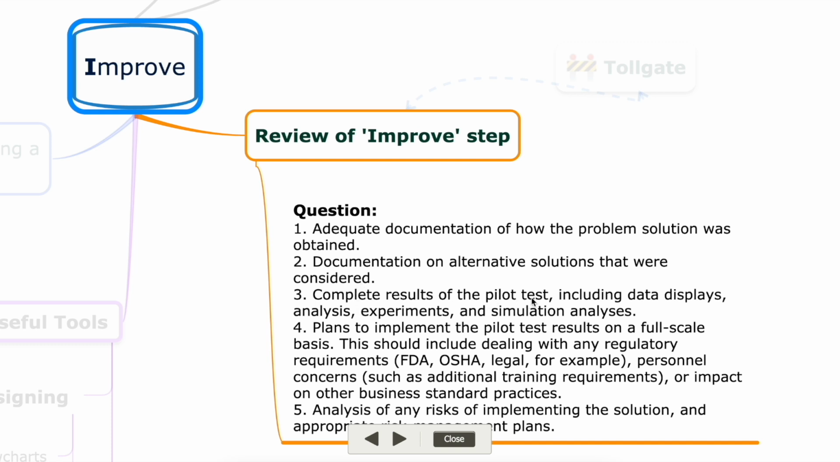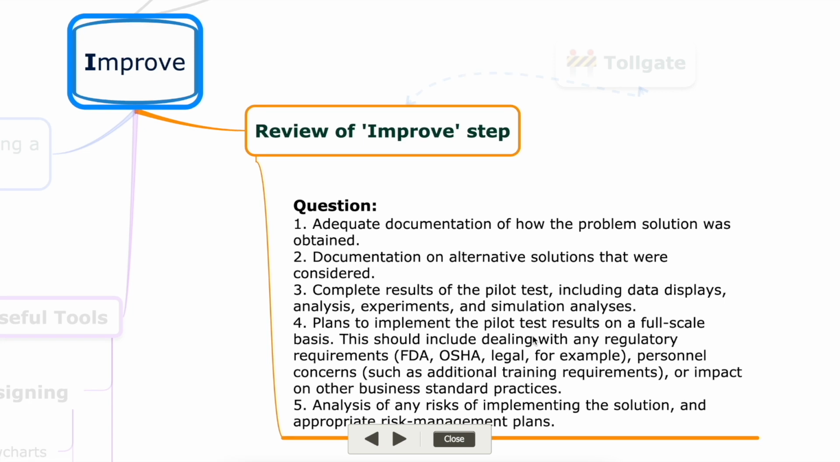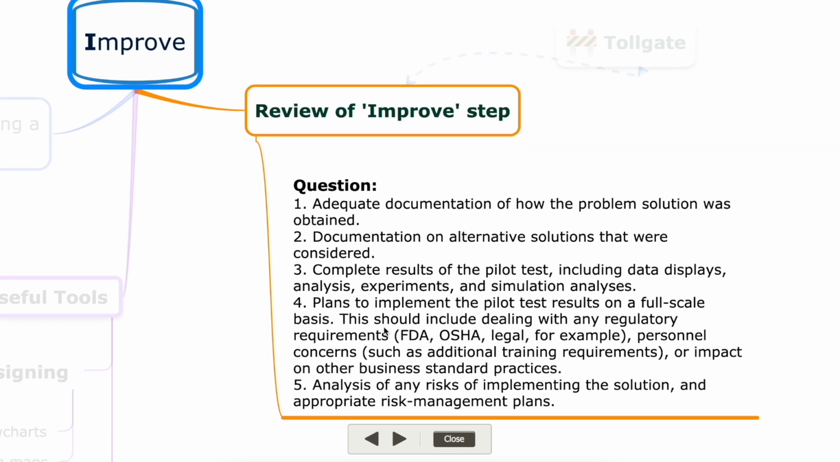The complete results of pilot tests, including data display analysis, experiments, and simulation analysis. So, whether we have all of this data related to the tests and experiments or not. Plans to complete the pilot test results on a full scale basis.